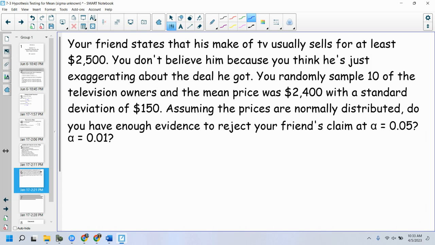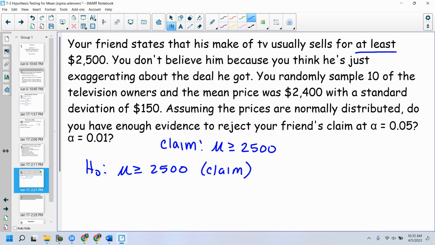All right. So what's the claim? What's your friend saying? Mu equals 2,500. Greater than. Oh, greater than or equal to, right? Mu is greater than or equal to 2,500. And it's important that we state the claim is greater than or equal to. Why? Because now where is the claim going to go? In the null, right?